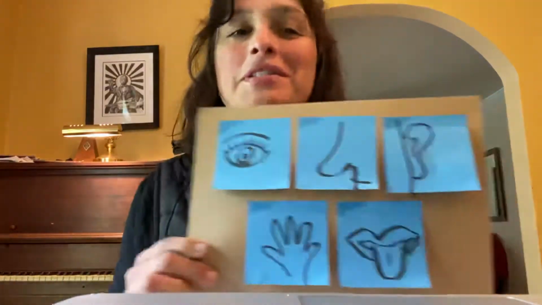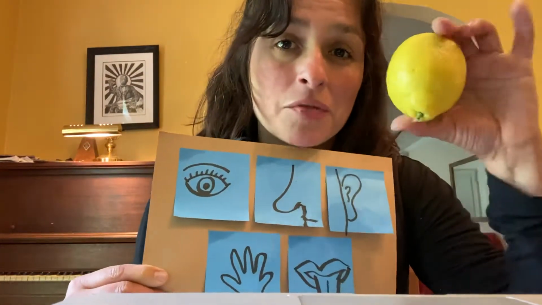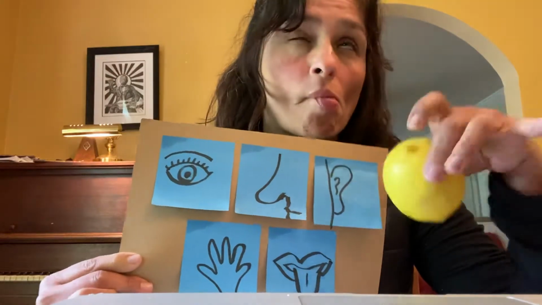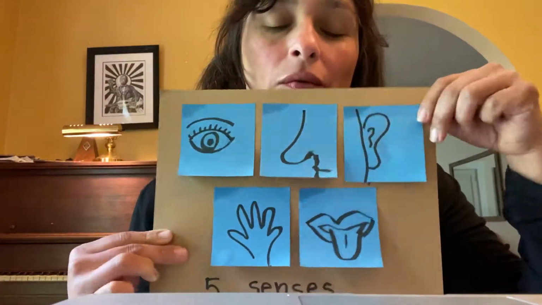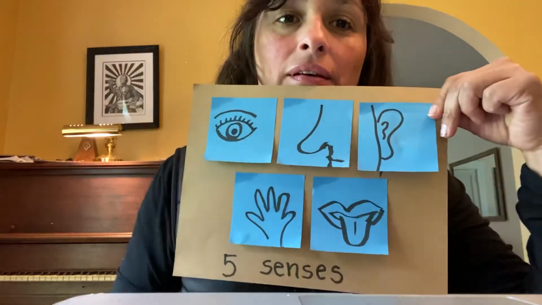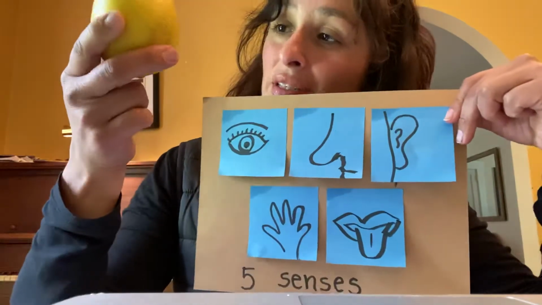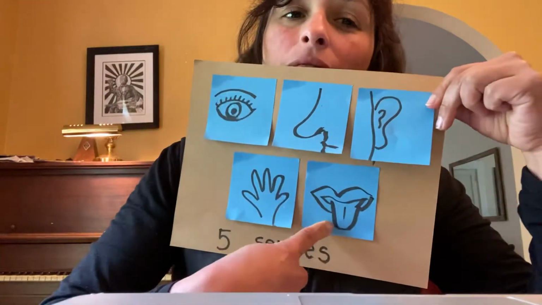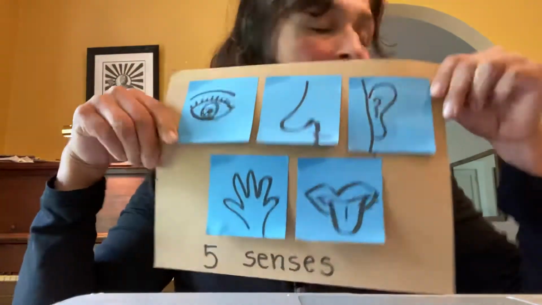Have you ever tasted a lemon? ¿Alguna vez han probado un limón? It's sour. You eat it, you make a funny face. What sense are we using when we taste this? I see the lemon, it's yellow, but when I taste it, we use our sense of taste, our tongue. How about this?